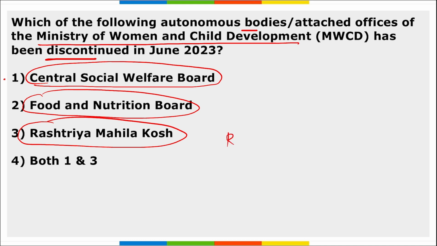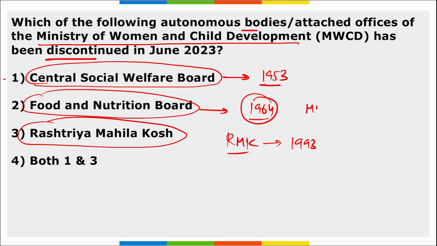If we talk about Rashtriya Mahila Kosh, this was launched in 1993 to extend collateral free credit to women in the informal sector. If we talk about Central Social Welfare Board, this was formed in 1953 as a charitable company, and it was one of the first efforts by the Indian government to build a body on the principle of voluntarism and aims to function like an NGO. And if we talk about Food and Nutrition Board, it was set up in 1964 and it is an attached office of the Ministry of Women and Child Development. Originally with the Ministry of Food, it was shifted to the Ministry of Women and Child Development in 1993. So all these three have been recently discontinued.